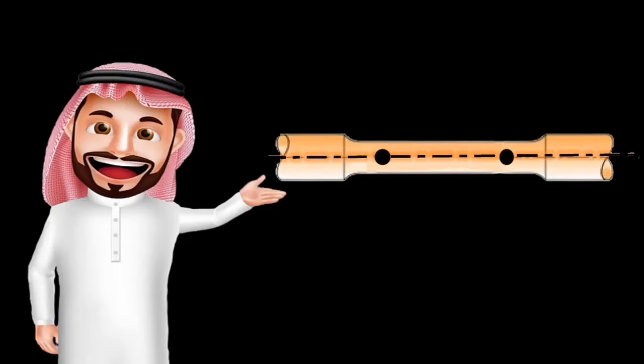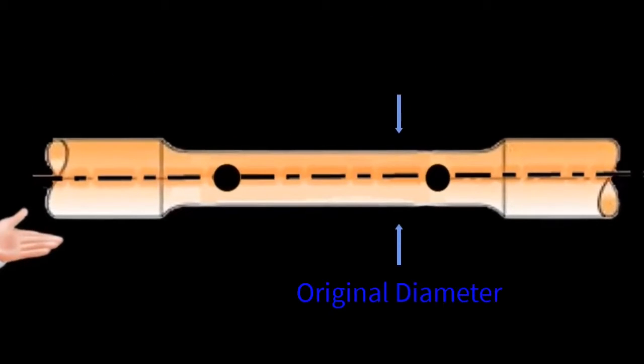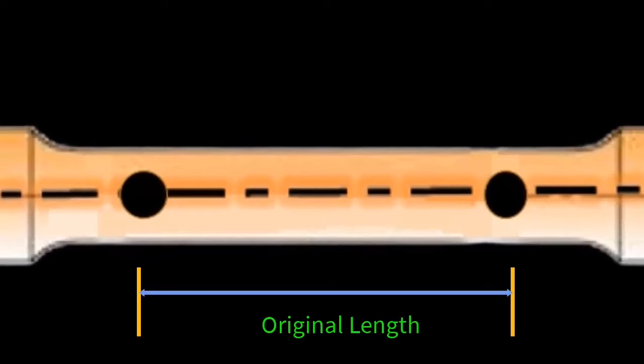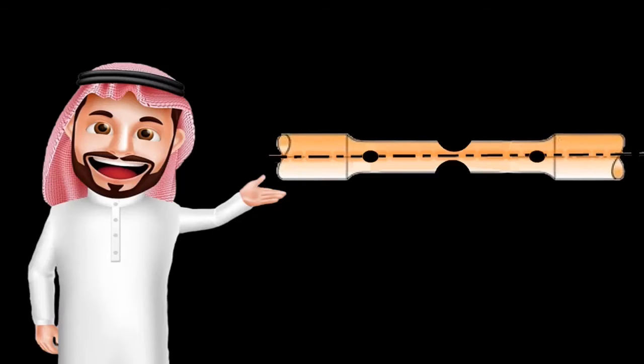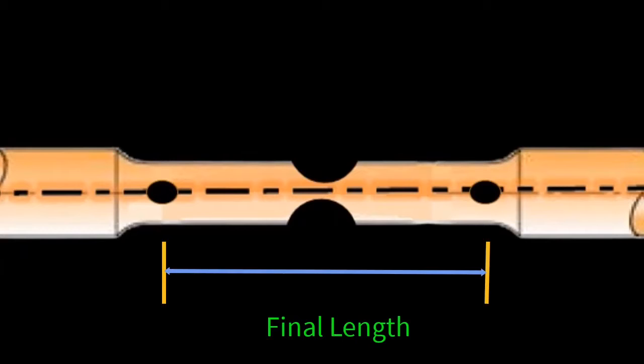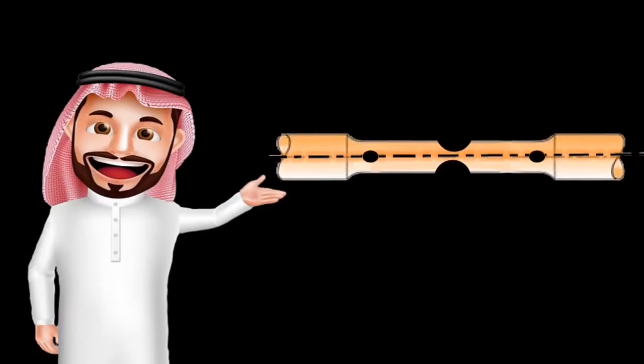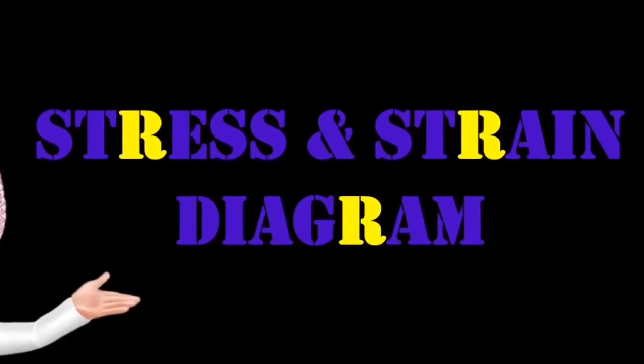This is our specimen. Before starting, you should find the original diameter and the original length, which is the distance between 2 points. You punch it in the outer surface of the specimen. And also, after you finish the tensile test, you should find the final diameter and the final length. Okay. After that, switch the testing machine on and place the specimen on the holder and start the test.